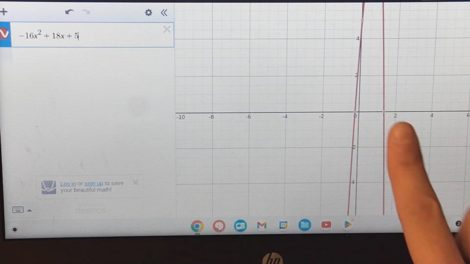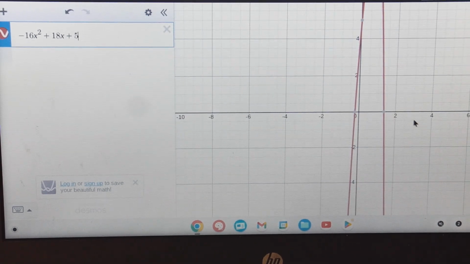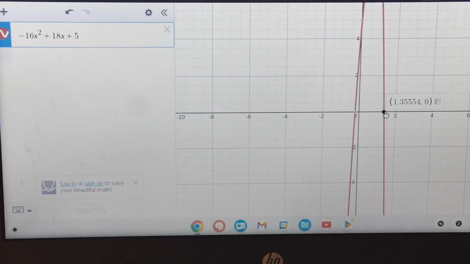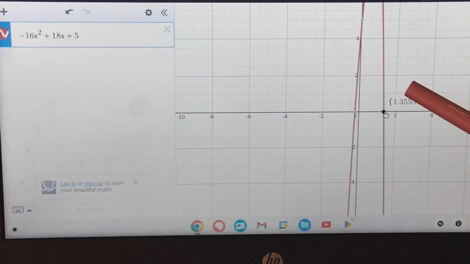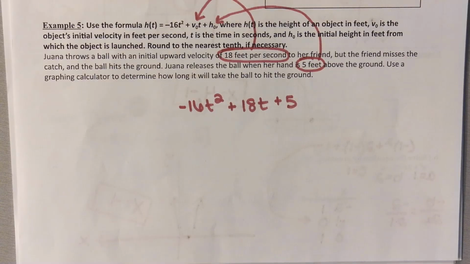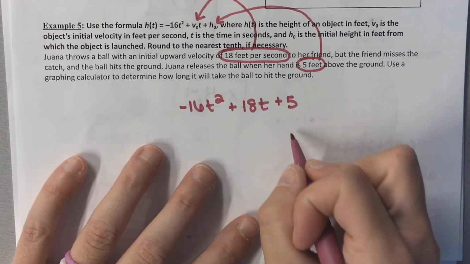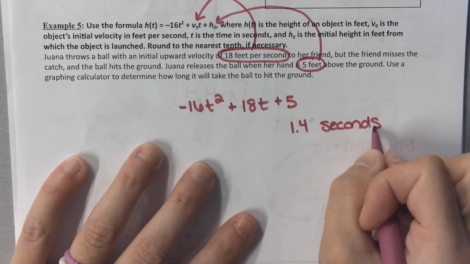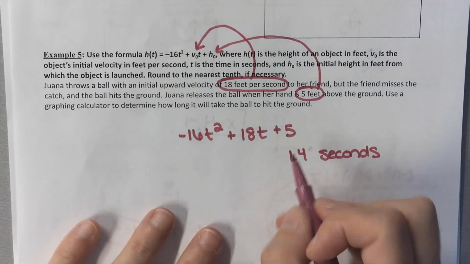Okay, so we are standing over here. When does it hit the ground? And it says to round to what? Round to the nearest tenth. So tenth is just one spot after the decimal. So what would I write down? 1.4. So how long did it take for the ball to go up and then hit the ground? It would be 1.4 seconds. And that would be your answer.